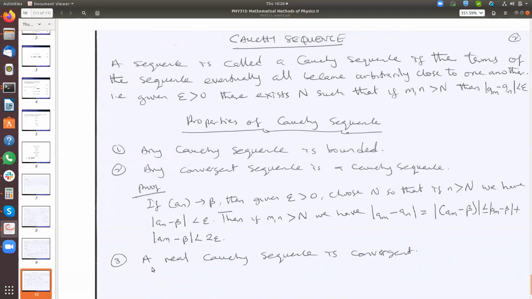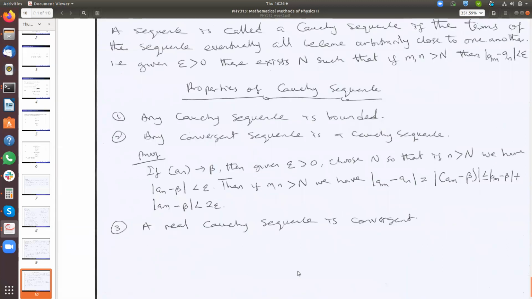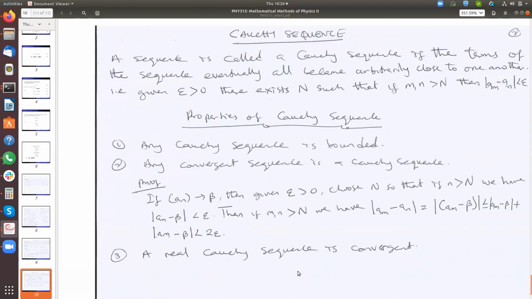Now the third thing here is that a real Cauchy sequence is always convergent. When you have a real Cauchy sequence, they are always convergent. So any questions so far?